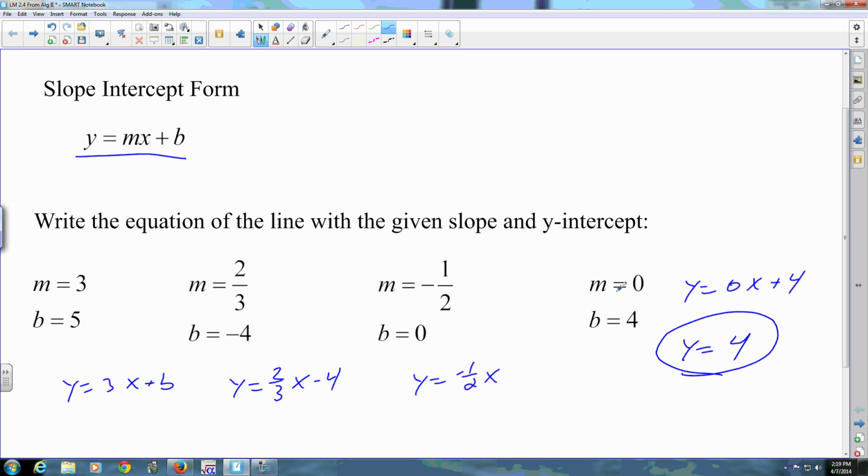Notice that if your slope is 0, you're going to have a horizontal line. That's your y-axis. This is your x-axis. Slope is 0, you have a horizontal line. So you just write y equals the number, because that's the only letter it has. If you only have a y, it'll only cross the y. Likewise, if it was a vertical line, it would only have an x, so it's only going to cross the x. You cannot use this for a vertical line.